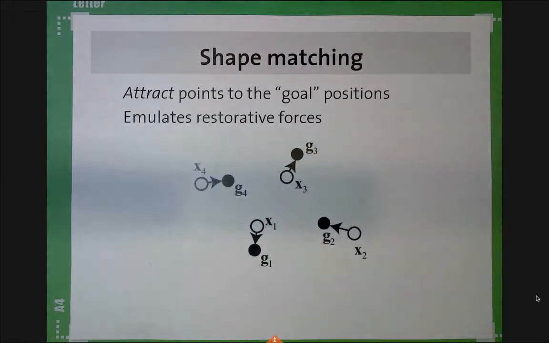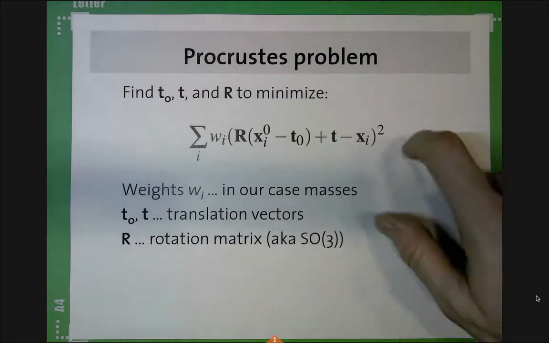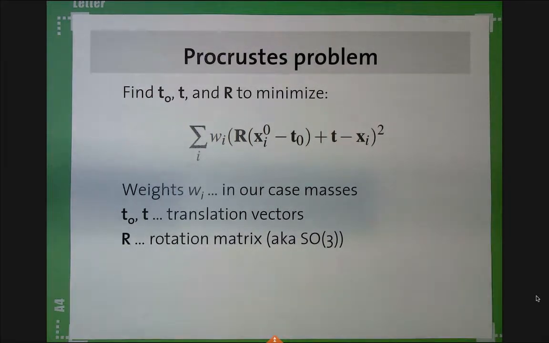So if that is clear, then what we need to do now is to solve the Procrustes problem. And this problem, by the way, is useful not just in shape matching, it's useful in many other applications, like in geometric processing, for example. Question? Yeah?